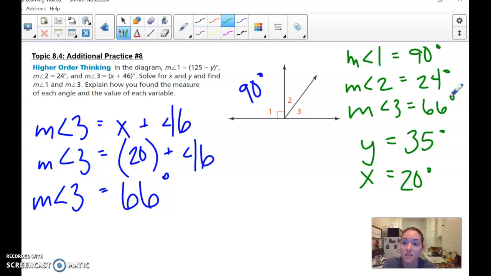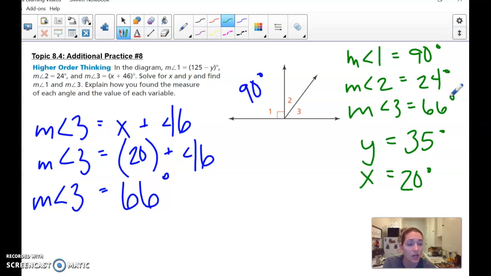So it does say solve for x and y. We found them, and find the measure of angle 1 and angle 3. And we found those. I was able to verbally explain the way that I found each measurement, but hopefully you guys are able to explain in text or in sentences how you were able to find it. There are a couple of different ways to do it. So the measure of angle 1 was 90 degrees. The measure of angle 2 is 24 degrees. The measure of angle 3 is 66 degrees. And y is equal to 35 degrees, and x is equal to 20 degrees.